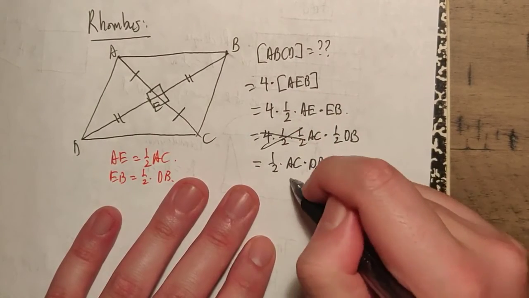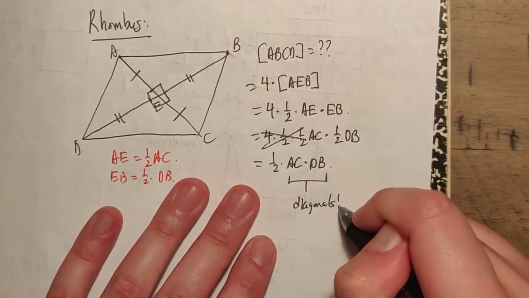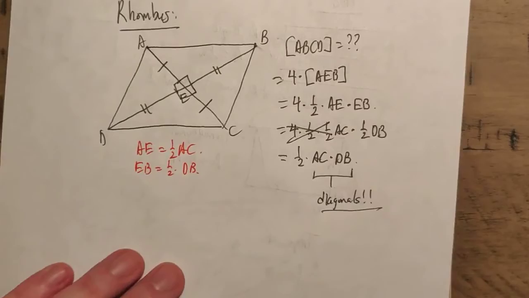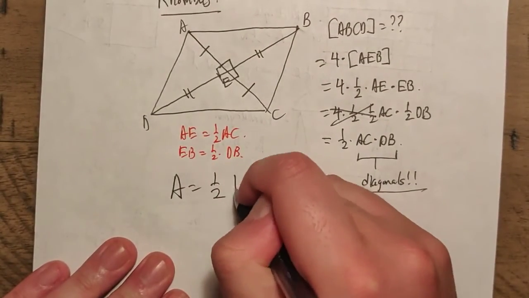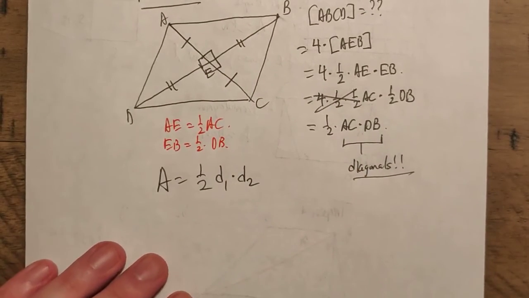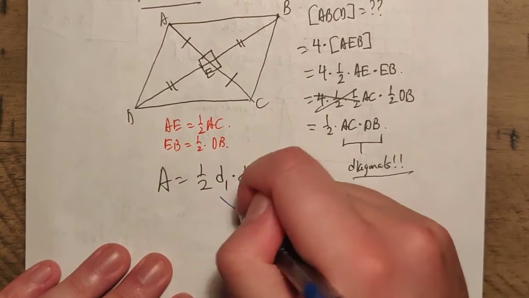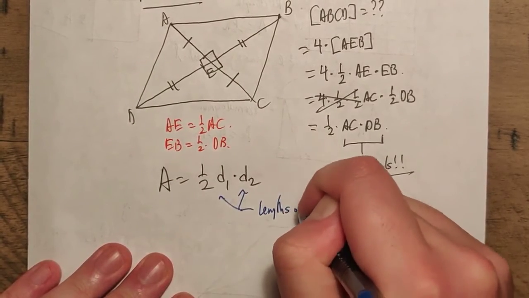In this situation, notice what this is. This is diagonals. And this is actually very nice. So therefore, we can find that the area of a rhombus is 1/2 times the product of the diagonals. So it's 1/2 D1 D2, where these are the lengths of the diagonals.